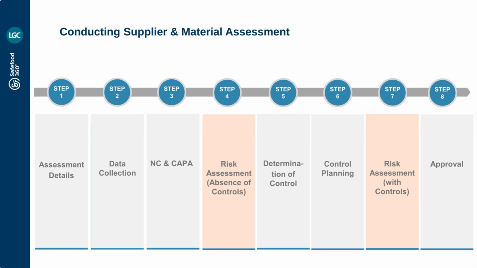We've collected the data, we've risk assessed it initially, we've determined controls need to be in place, so now we can conduct one more risk assessment. And this risk assessment really should allow us to have a much lower risk associated with them, because we've identified those hazards, we've identified the risks, and now we're able to control them. And then we can finally approve, or again, we may not approve that particular supplier.